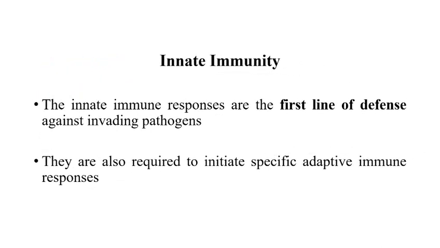Before that, we will see what innate immunity is. The innate immune responses, like I told earlier, are the first line of defense against invading pathogens. Whenever a bacteria or whatever pathogen enters our body, the immune cells that give innate immunity will be in the first line of defense, invading those pathogens and pushing or kicking the pathogens out of the body. They are also required to initiate a specific adaptive immune response.